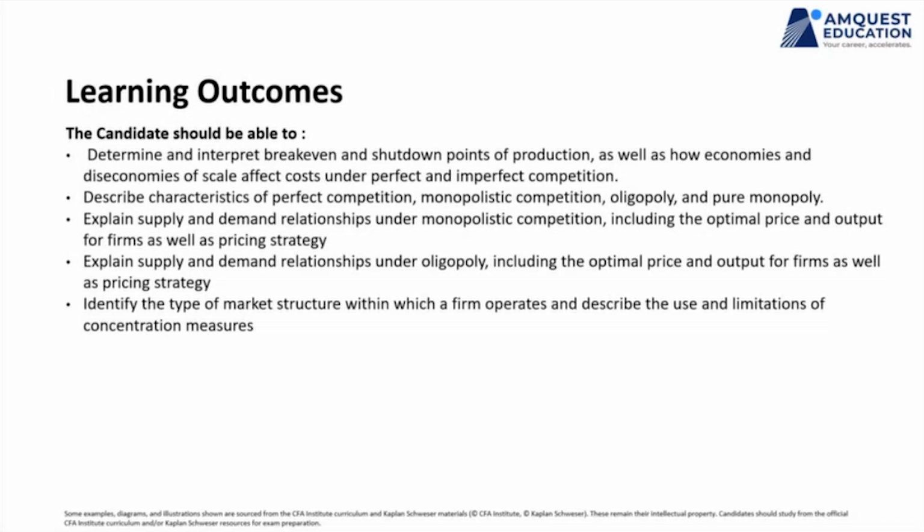Okay, we'll understand the different types of competition, which is very important. There are four types of competition: perfect, monopolistic, oligopoly, and monopoly. We'll discuss those. We look at the supply and demand relationships under each of these competitions mostly, and what is the optimal output point under each competition. That is very critical.